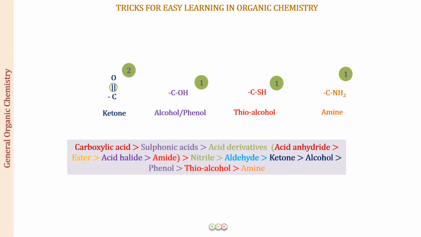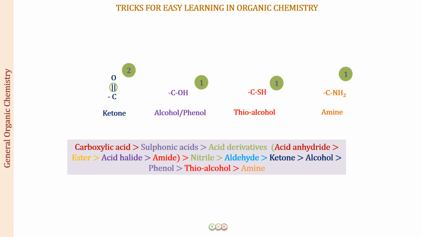So again, let us repeat the priority order: the carboxylic acid, the sulfonic acid, the acid derivatives, you know all, the anhydride, the ester, the halide, and the amide. And then we have the nitrile, aldehyde, ketone, alcohol, phenol, thioalcohol, and amine. And this gives us the complete list for the various functional groups, which can be the secondary suffix or the principal functional group when they are going to be present.